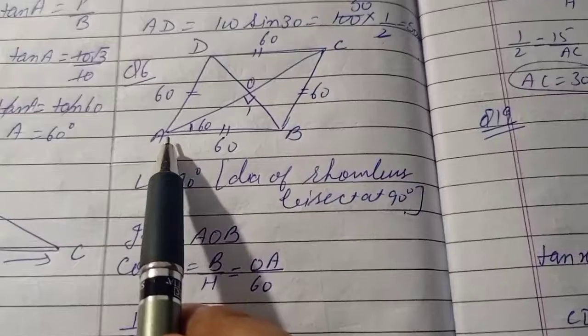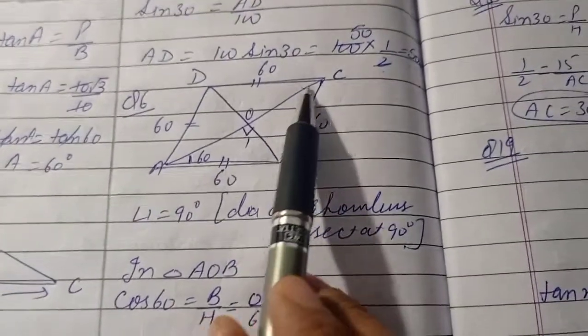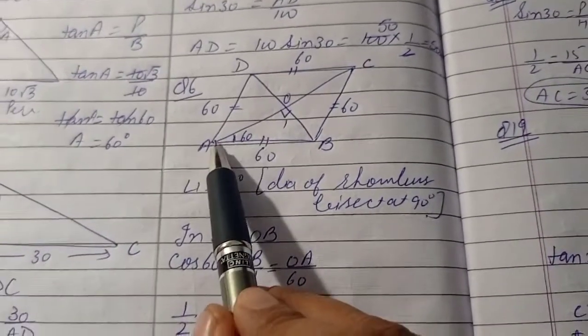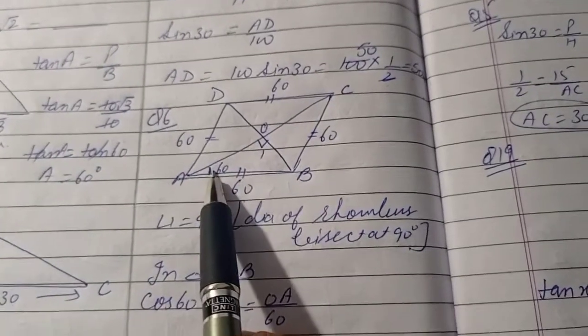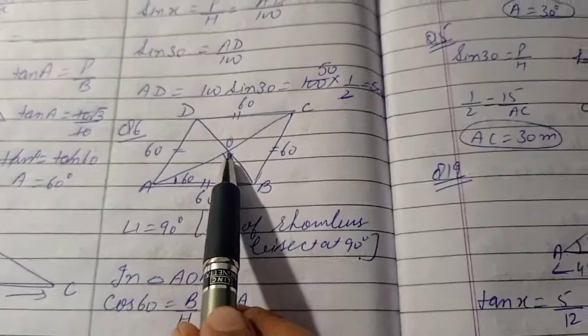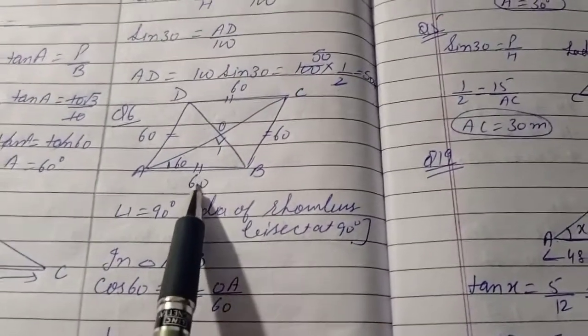And AB is given 60 centimeter. AB is given 60 centimeter and we have to find the length of both the diagonals. So see what I'll do. I took the triangle AOB. In this triangle, this is 90 degree and this side is given 60. So OA will become the base, which I need to find out. And what is 60? It is the hypotenuse, the side opposite to 90 degree.